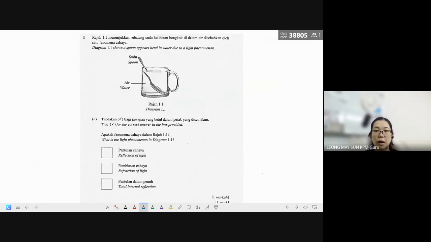I'm going to ask you to do this question right now. Very, very quickly, just write the answer down in the chat box, whoever can. Diagram 1 shows a spoon appears bent in water due to light phenomena.